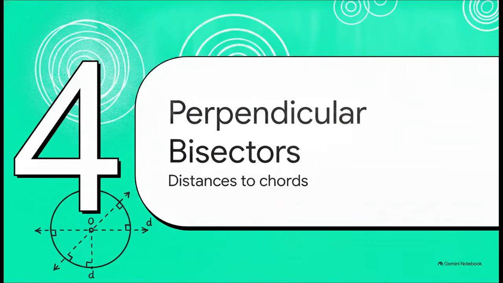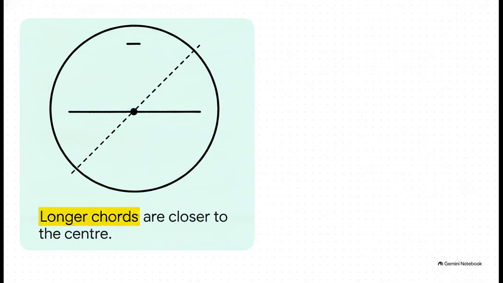Section 4. Perpendicular bisectors. Let's look a little closer at the distances between these chords and the circle's center. If you draw a very long chord, where is it sitting? It's sitting right up close to the center. The longest chord, the diameter, passes right through it. But if you draw a very short, tiny chord, it gets pushed far, far away towards the outer edge of the circle.